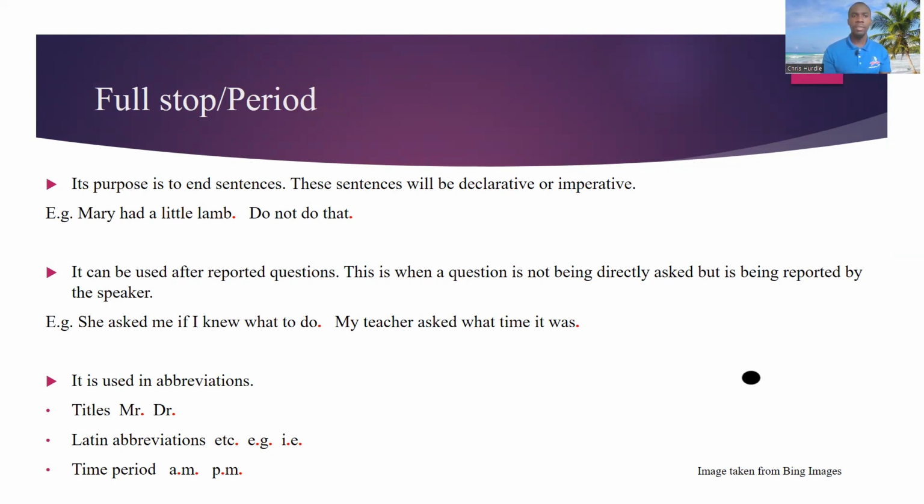So for example, Mary had a little lamb. Full stop. That's just a statement that was made. It just stated what Mary had. Do not do that. That is an imperative. And like I said earlier, if it is followed by a full stop, that means you don't really have to use any emotion behind it, right? You can just say it in a neutral voice. You don't really have to convey any emotion behind it, okay?